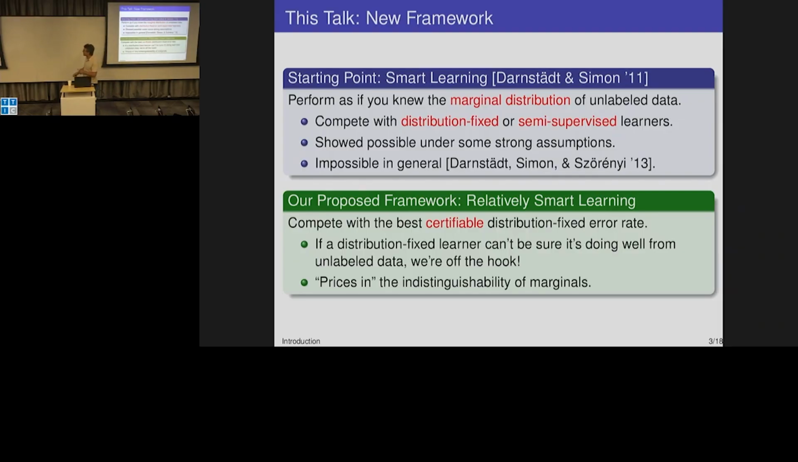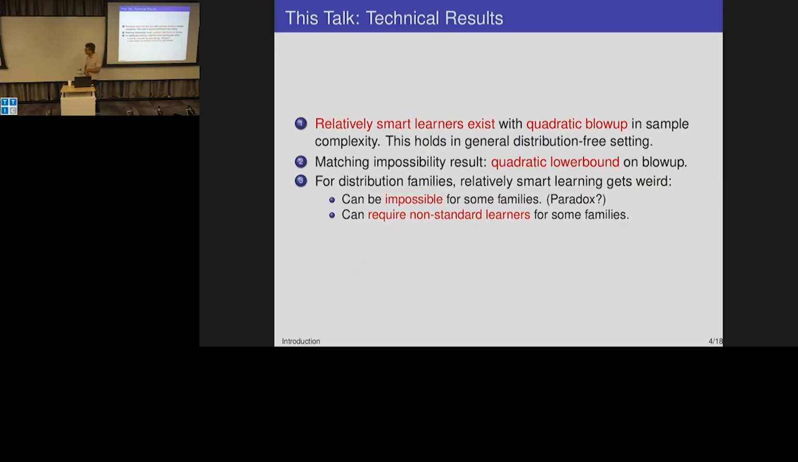One way I like to think about this is that we're relaxing our benchmark so that we price in some sort of indistinguishability of marginal distributions. The goal is that this allows us to circumvent this impossibility result. And this is exactly what we do. We show that these relatively smart learners exist as long as you're allowing them a quadratic blow-up in the sample complexity. This is true for arbitrary hypothesis classes and in the distribution-free setting. And by the way, not just any learner does this. For those of you who know what it is, the one inclusion graph learner is such a learner.